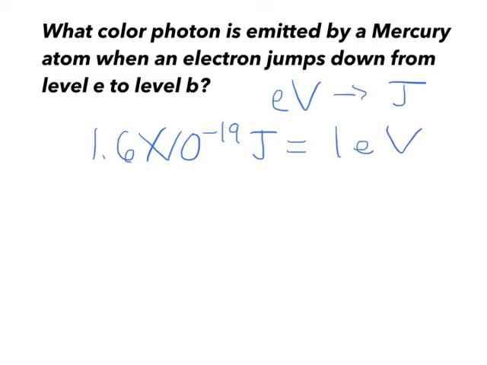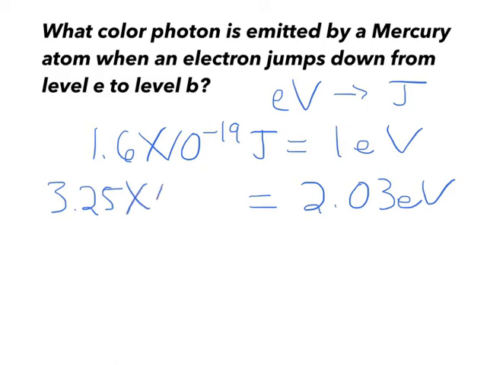What I actually want, though, is 2.03 electron volts. So I multiply 1.6 times 10 to the negative 19 joules, which is 1 electron volt, by 2.03, and I get that 3.25 times 10 to the negative 19 joules is 2.03 electron volts. In other words, I multiply this number by 2.03, so this many joules is equal to this many electron volts. And I'm going to go back and substitute this number into my formula.